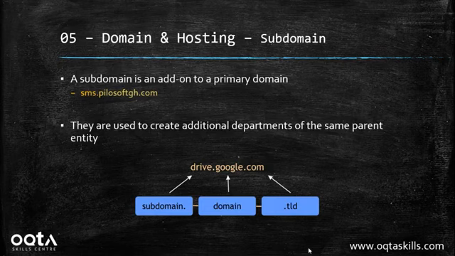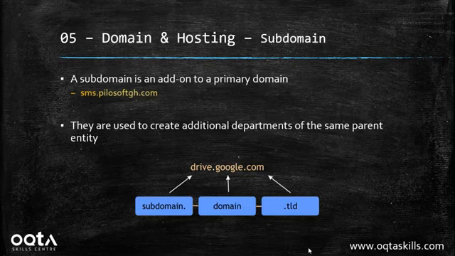When you visit sms.philosophy.gh.com, you would be able to access their SMS platform. Subdomains are used to create additional departments of the same parent entity. Something like drive.google.com. We have the normal Google company, and they have other services aside from their basic search engine, which is a daily stop point for inquiries for internet users. Google also has other services, like their mail system, Gmail, which you can access via mail.google.com. They also have their cloud storage, which you can access via drive.google.com. So basically, that is the purpose of a subdomain.